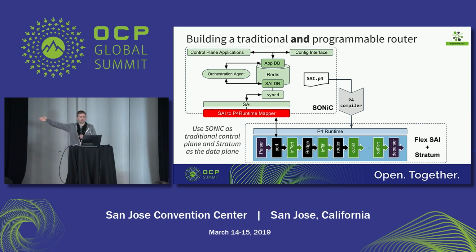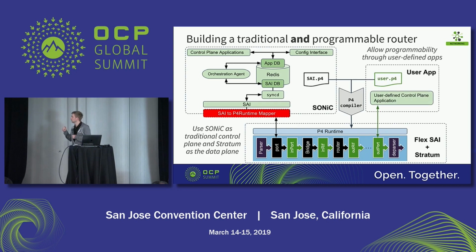Obviously, we'd need to do some adaptation from the SAI layer that we have in Sonic down to Stratum, but Stratum could serve as a foundation there. But what does that enable you to do? It means that when a user comes along with a new application, instead of having to go through the SAI extension process now, which typically involves writing new header files and then mapping them into the database, the user could provide a P4 snippet for the part of the pipeline.